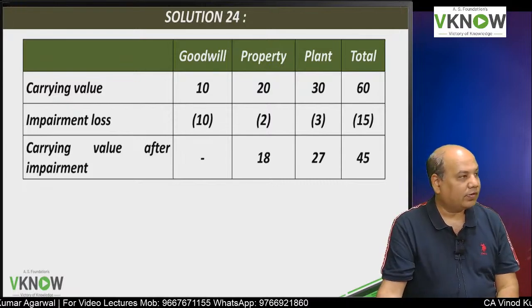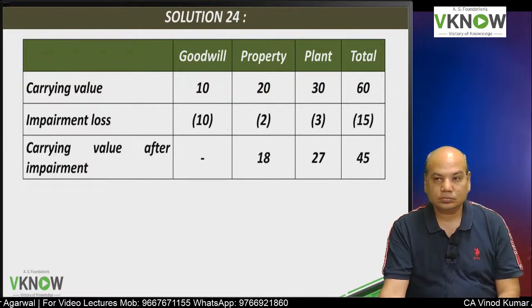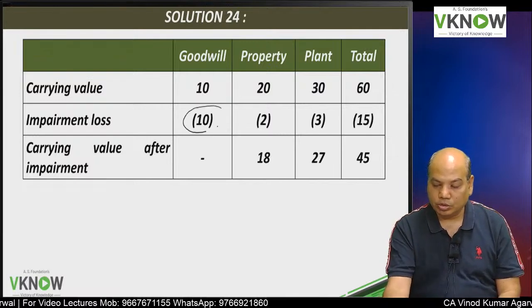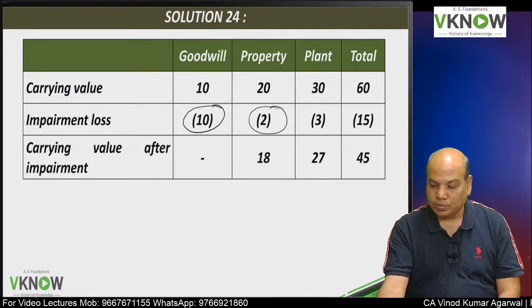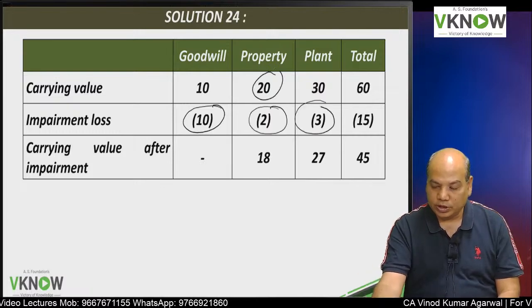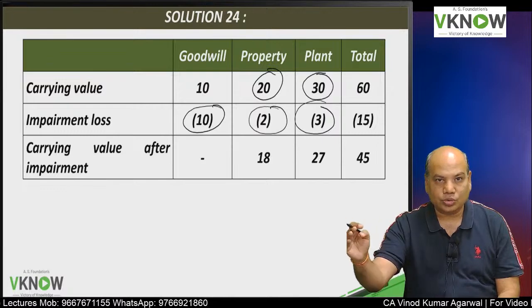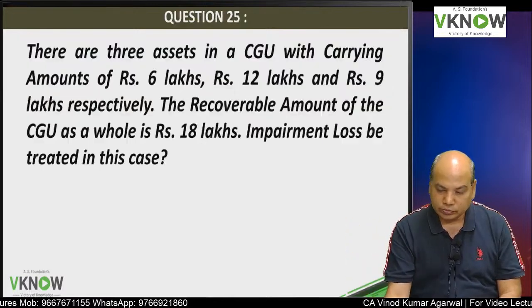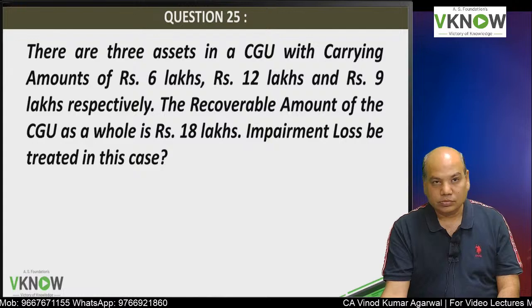Check the answer if it is right. First allocate to goodwill and then to property and plant in the ratio of 20:30, that is 2:3. One more question we will practice.